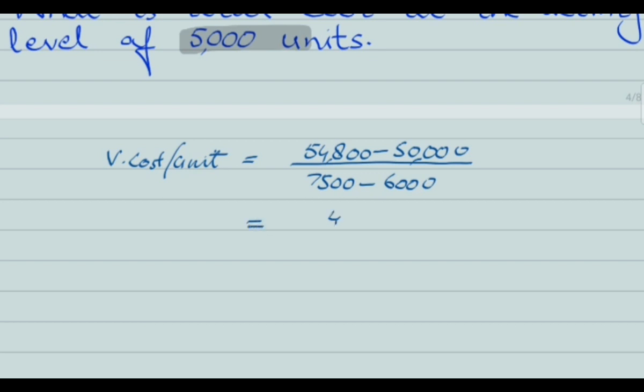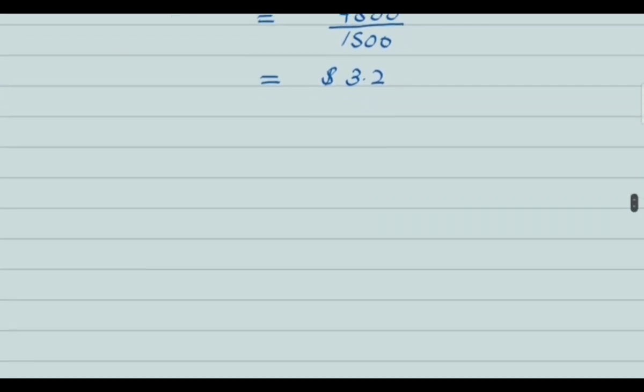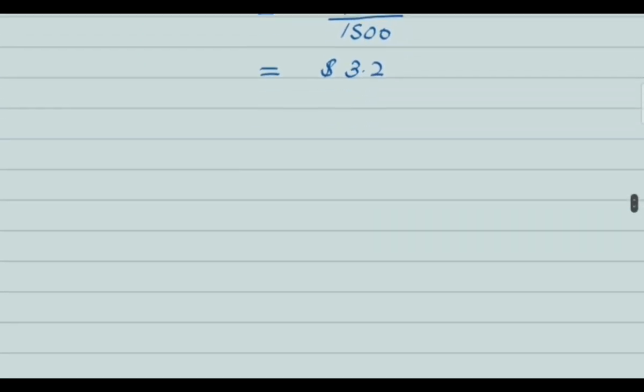So it will be 4,800 divided by 1,500. By dividing this, we will get the variable cost per unit as $3.2 per unit. Now we need to consider either 6,000 of activity level or 7,500 of activity level.